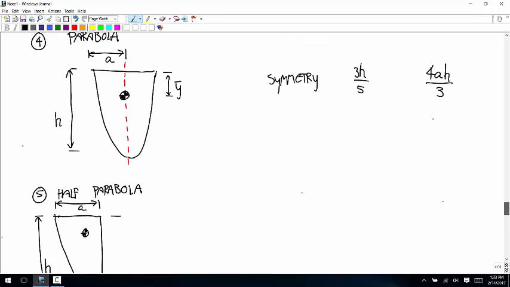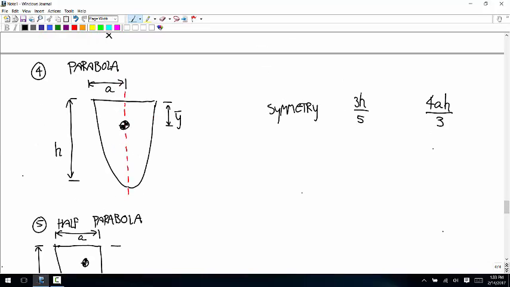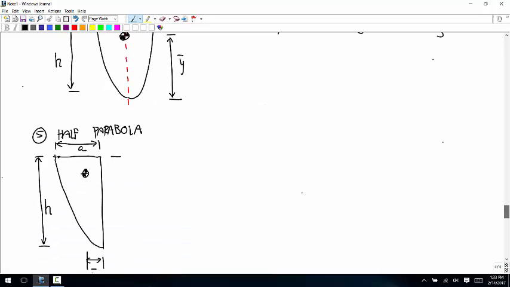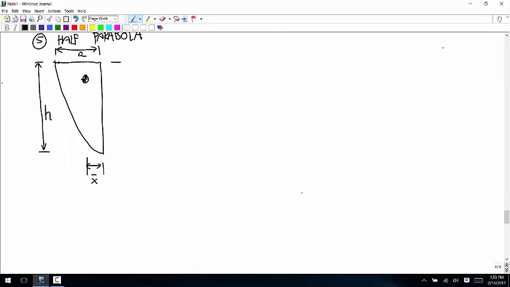Ooh, you know what? I messed something up. I drew this y bar in the wrong place. That should actually go from the tip of the parabola to the centroid. Sorry about that. So the y bar on the parabola is like the complement of what I had. The formula is right. And then for the half parabola, same thing. It goes from the point to the centroid.